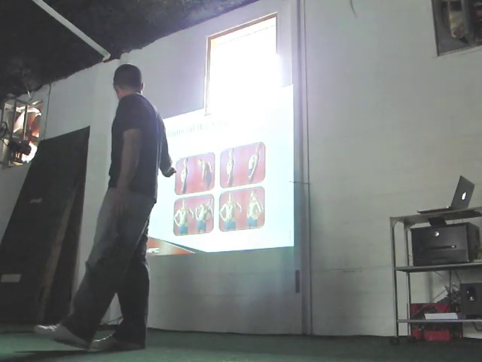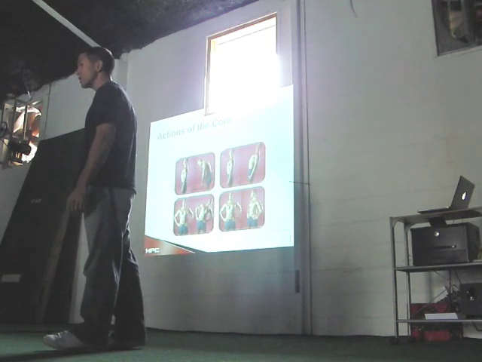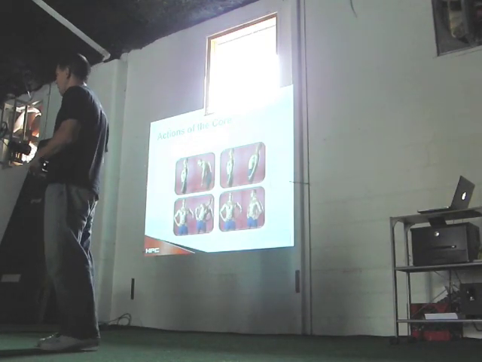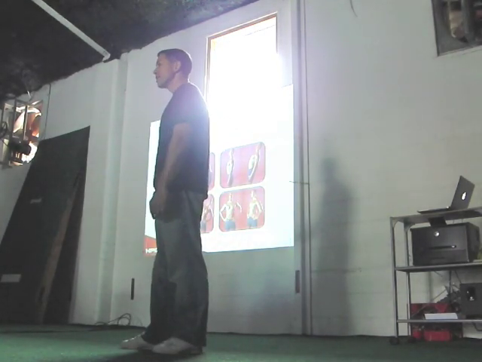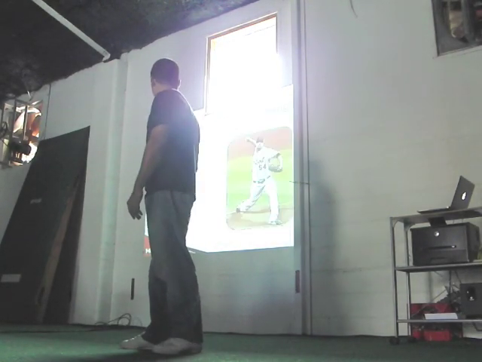So again, in the actions of the core in the throwing action, we have lateral flexion, rotation, flexion like this in a trunk flexion manner, and then extension as well. So we need to train all of them here.